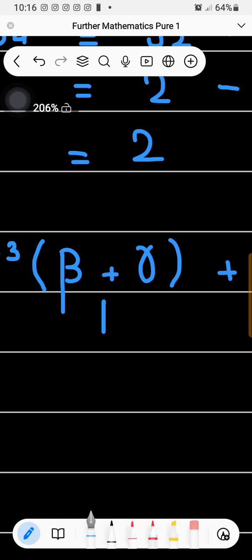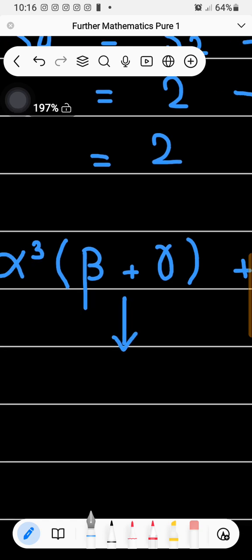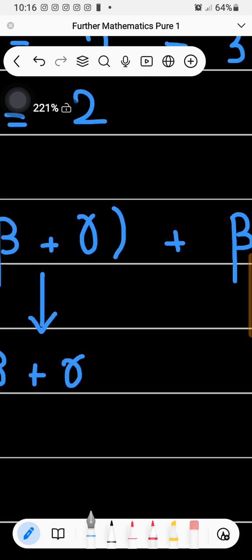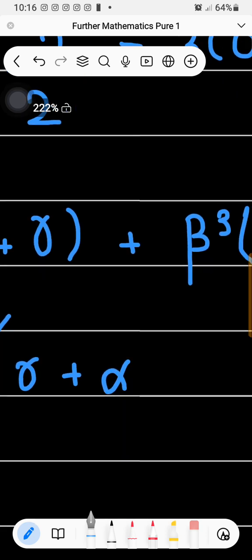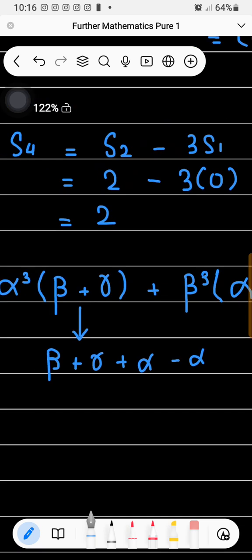Beta plus gamma can be written as beta plus gamma plus alpha minus alpha. We can write it like that, right? If you get this, we can move ahead. Then the alpha and minus alpha cancel, so it maintains the same structure as beta plus gamma, but we will use beta plus gamma plus alpha minus alpha.